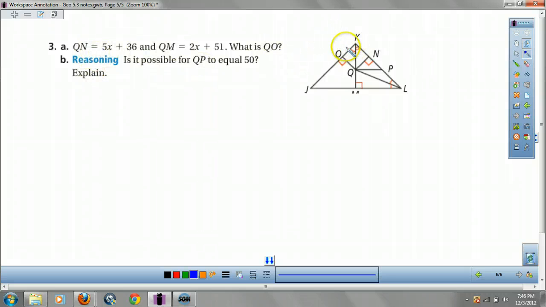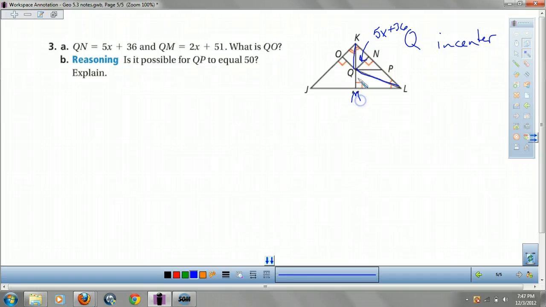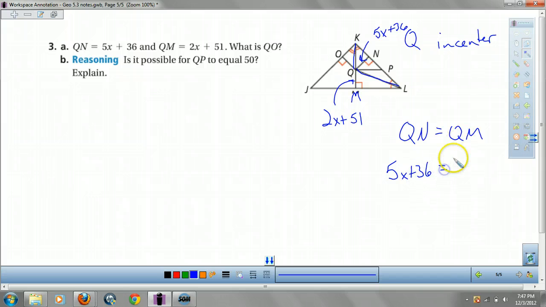Okay, suppose we have this drawing. This is an angle bisector, this is an angle bisector. So Q is going to be an incenter. QN is 5x plus 36. QM is 2x plus 51. Well, if Q is an incenter, then QN is equal to QM. QN equals 5x plus 36. QM is 2x plus 51. Now I just solve it.